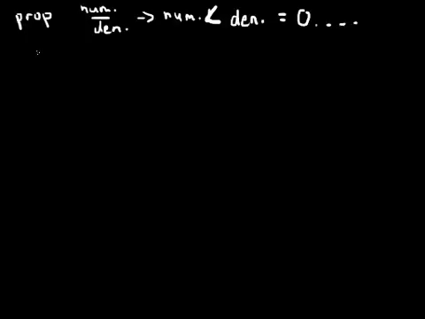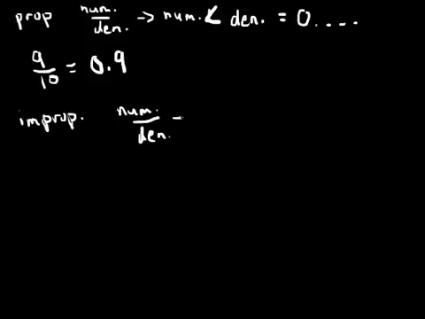So the easiest thing to deal with is fractions of 10. So 9 out of 10 is 0.9. It will always be less than 1. Now an improper fraction is when the numerator is greater than the denominator. So it'll be greater than 1.